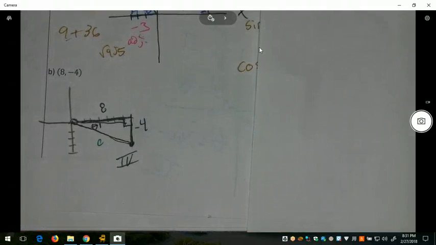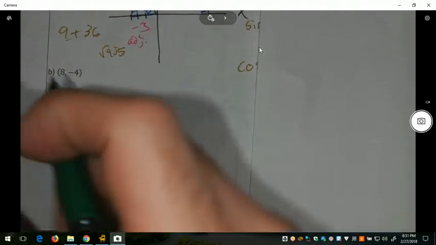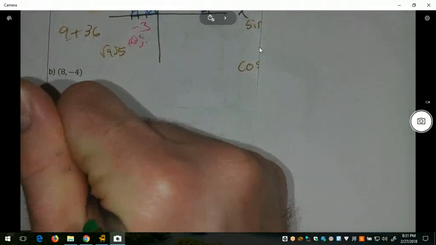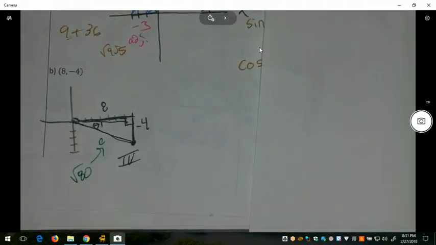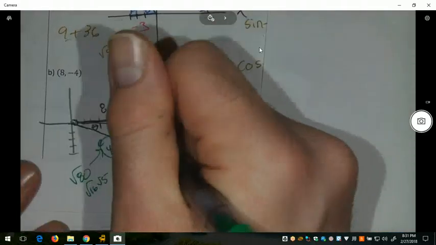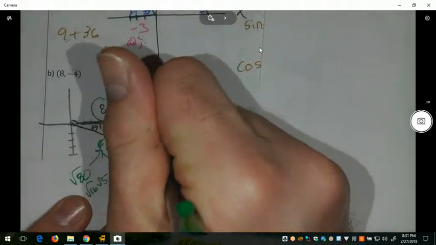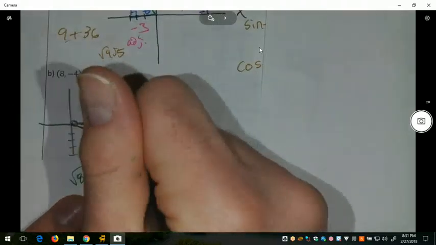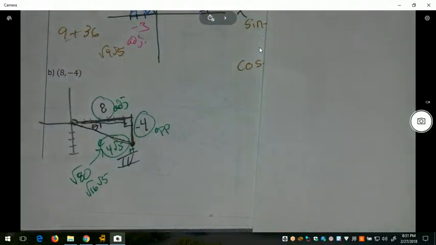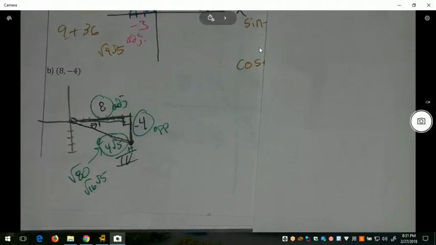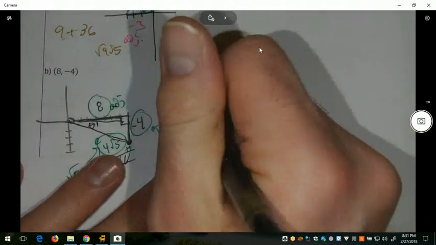So I have 8 squared plus negative 4 squared, which is 80, and the square root of 80, I'm going to break down here. Going into 80, I believe is 16. It goes in 5 times, so that is 4 square roots of 5. So I have negative 4, 8, and 4 square roots of 5. The negative 4 being the opposite leg, the 8 being the adjacent leg, and the 4 square roots of 5 being the hypotenuse. Now I can go through and do my trigonometric ratios.